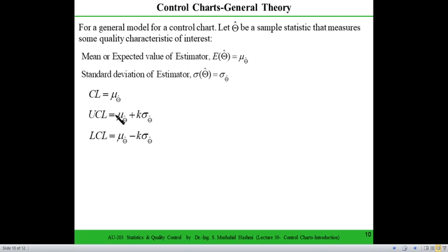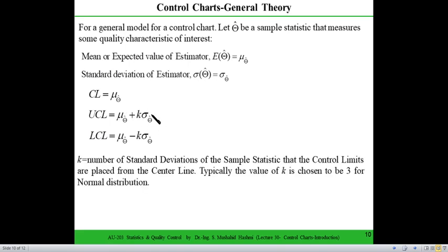So the difference is that variation which is due to the variations within this k sigma line. The value of k is the number of standard deviations of the sample statistic, that is, how much it varies from the mean value. Typically the value of k is chosen to be 3 for the normal distribution, where the area under the curve between the control limits is 99.7%. So a very small fraction is probable to be out of control.